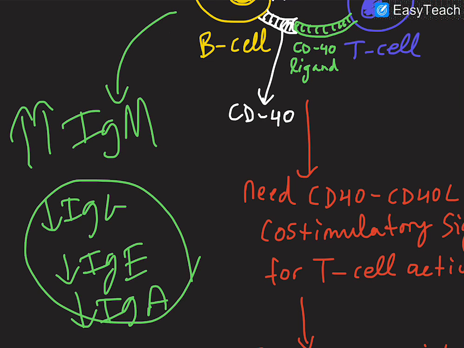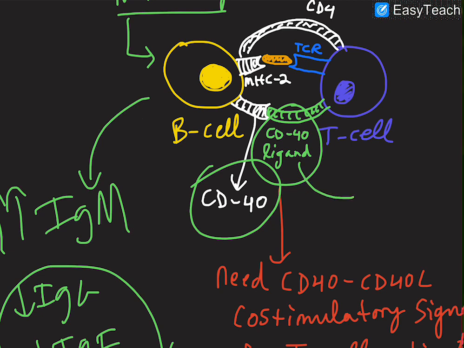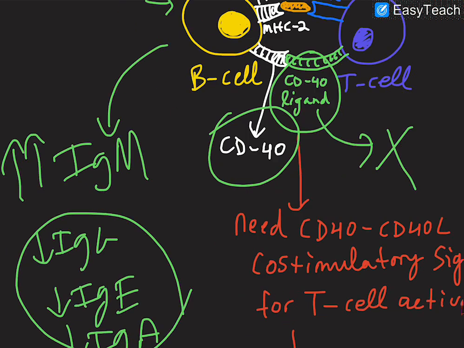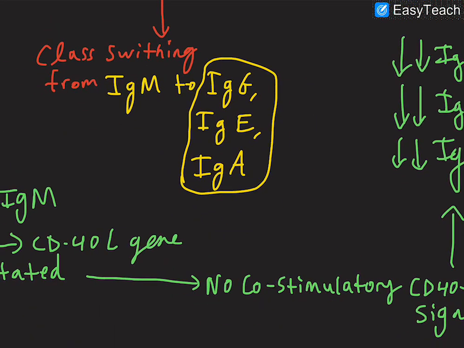And the only way your B cells can undergo class switching is if it has the CD40 ligand and CD40 interaction, right? And you don't have that in hyper IgM syndrome because you don't have the CD40 ligand on your T cells, right? So that's why you produce a lot of IgM, because that's all you can produce, and you're not able to produce any IgG, IgE, and IgA because you're not able to class switch. Okay, so that's what we have here.